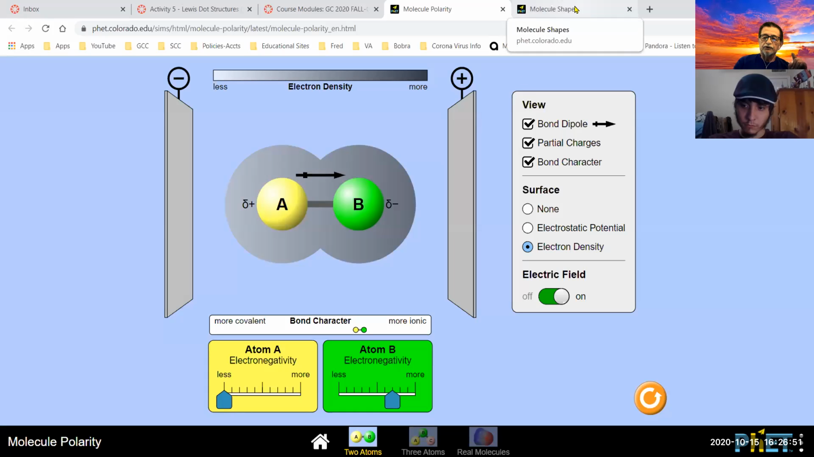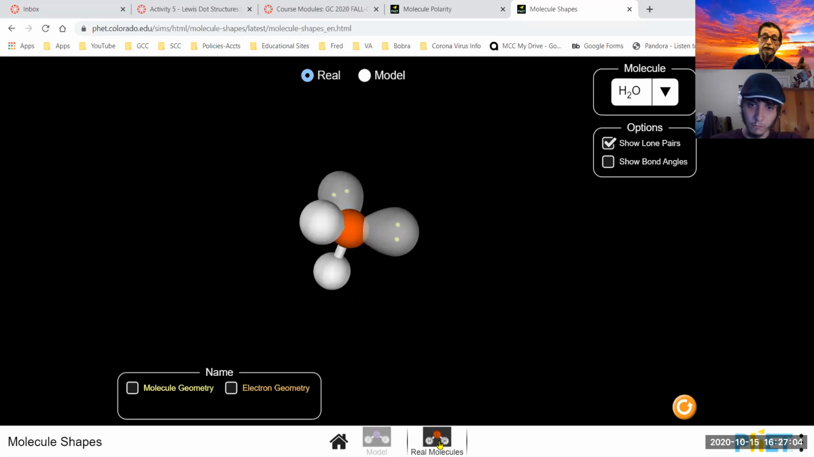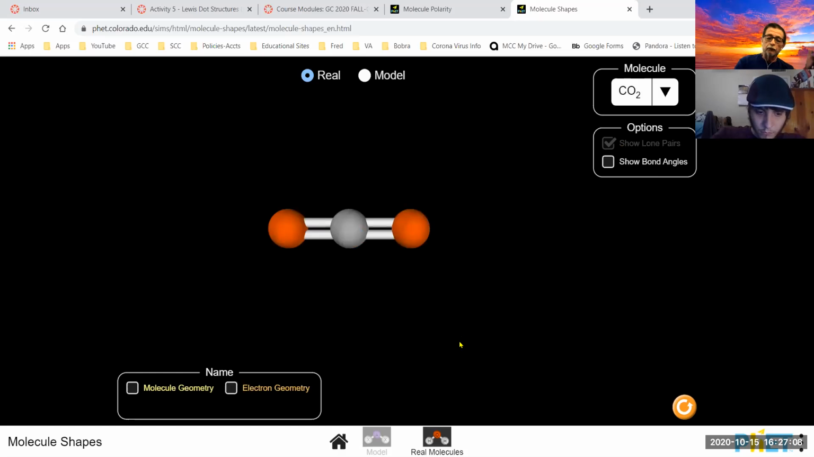Well, to demonstrate that, let's go back to the shapes simulation. And let me go back to real molecules here. Let's see if we got a double. Oh, yeah, carbon dioxide. Okay. We got carbon dioxide here. Here's the structure.